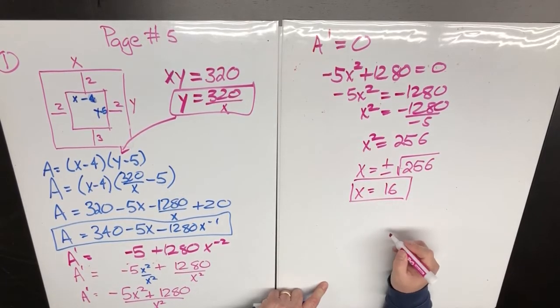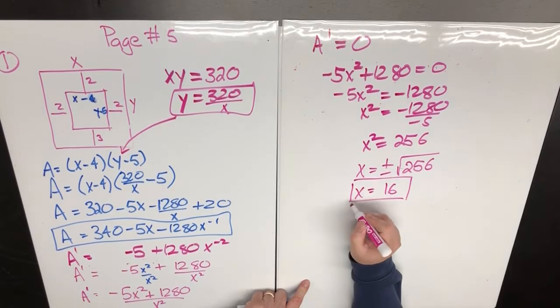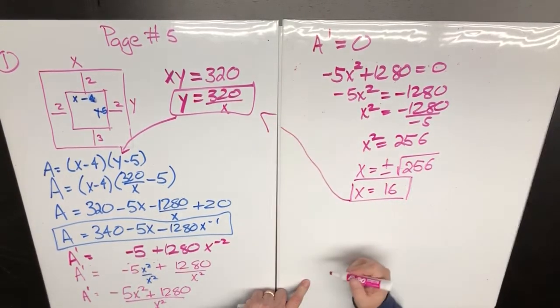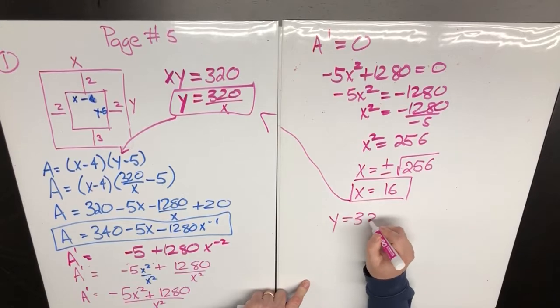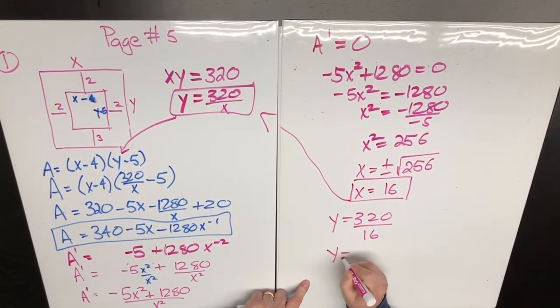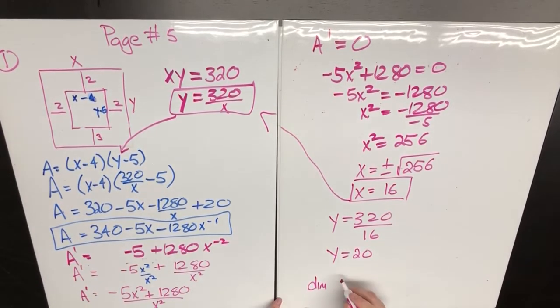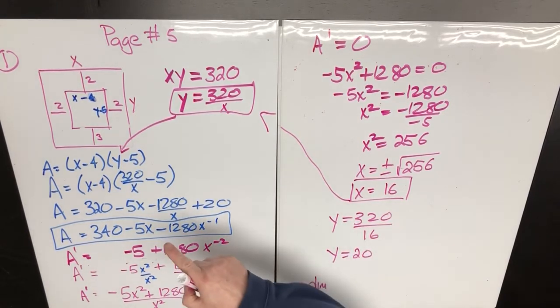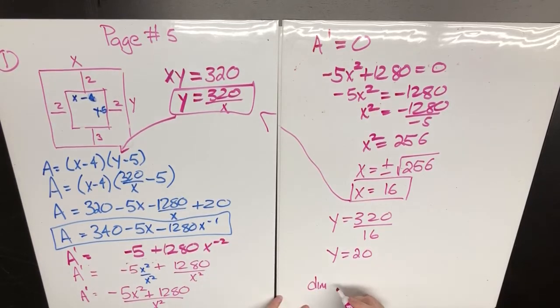x equals 16. Knowing x equals 16, we can substitute that value back in here to find out what y is. y equals 320 divided by 16, so y equals 20. The dimensions of the inside rectangle, the printed part of the page, are going to be 16 subtract 4 and then 20 subtract 5. The dimensions of the outside page, and I think that's what they ask, are going to be 16 centimeters by 20 centimeters. We want to compare question number 1 to number 2.